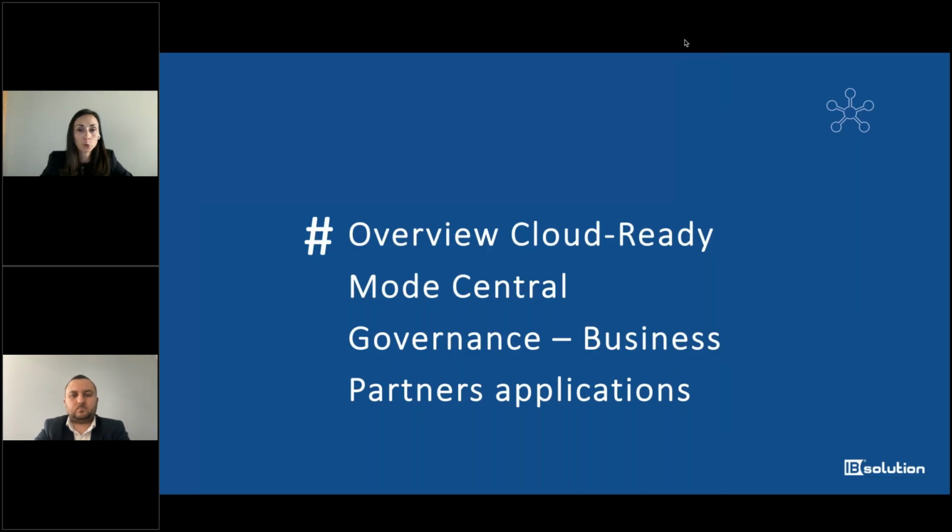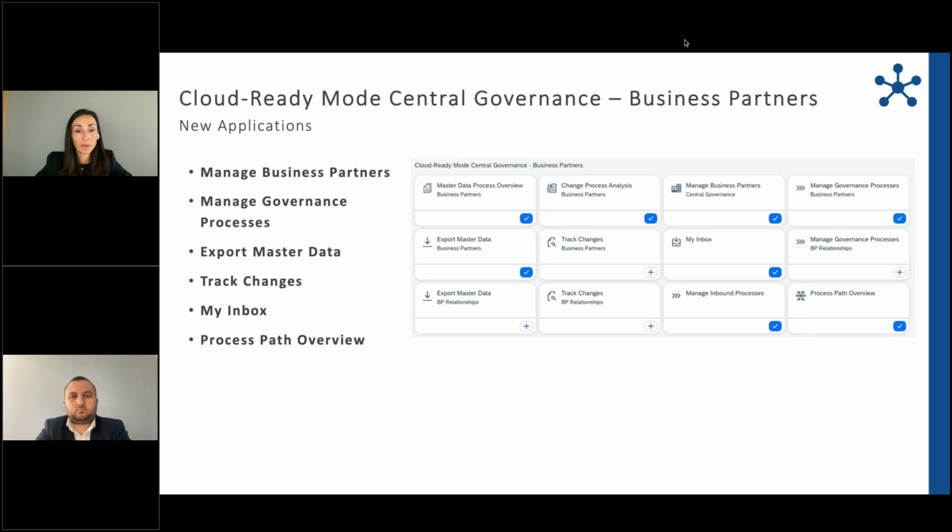As a next step, I would like to show you directly in the system, but also maybe first just an overview of the new applications that are coming with the Cloud Ready Central Governance for Business Partners. So on the screen, you can already see what is coming by default. Some of them are known and were available, and still are available, in the classic mode for Fiori users. So I have only paid attention to those that are somehow new and not known.